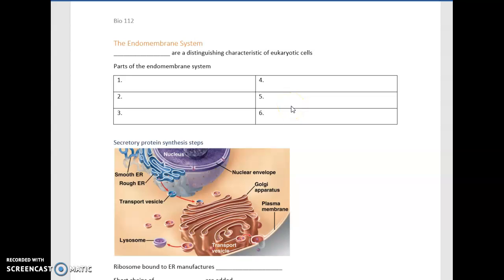The endomembrane system. So the "endo" part here is internal. The internal membranes are going to be a distinguishing characteristic of eukaryotic cells, the more complicated cells. Parts of the endomembrane system, we're going to look at 6 of them. The first one is the nuclear envelope.